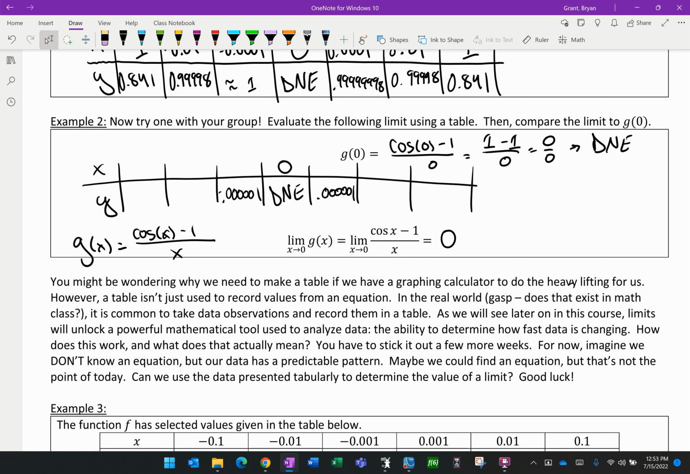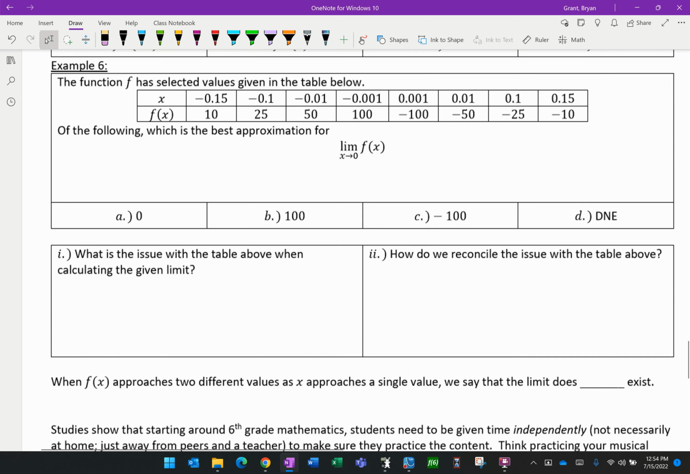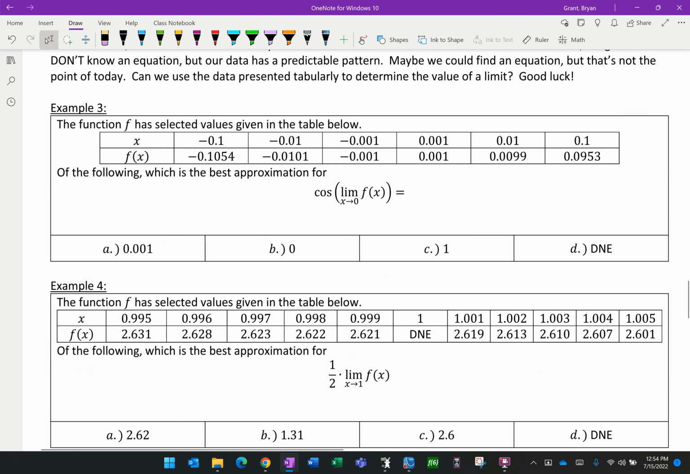But imagine for now that we don't actually know an equation, right? Instead, we're just sitting out there in nature. Maybe we're recording the number of times birds chirp as the hours move on, or the amount of water in a river every day, something like that. And we're going to assume that our data has a predictable pattern. And maybe we could find an equation, but that's not always the case, and it's also not the point of today. The question is, if we have a table and we don't have an equation, we don't have a graph, could we still find the value of a limit? And so to finish off for today, we are just going to be given a few tables, and we're going to see if we can find each of those values.